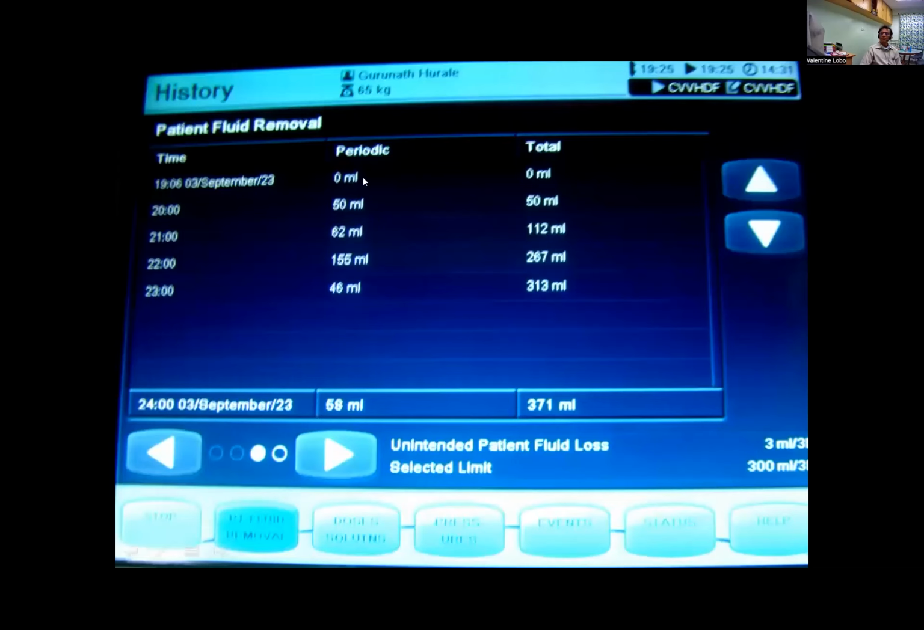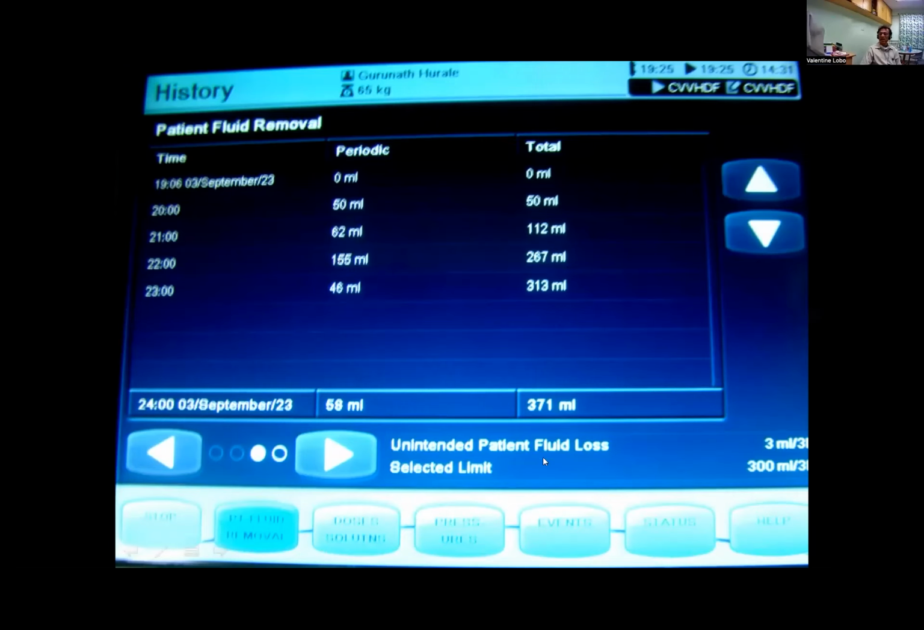Look what's happening here. 0 ml in this hour, 50 ml of fluid removal here, 62 here. At 11 o'clock, it's 46, and at 12 midnight, it's 58. But at 10 p.m., for some reason, there was 155 ml of ultrafiltration removed. Now, it's quite clear that we must have set something like 50 to 60 ml, but here the machine took out 155 ml and it did not alarm. There was no alarm in our monitoring screen over here during that period of time, and yet the machine took out 3 times what was set.